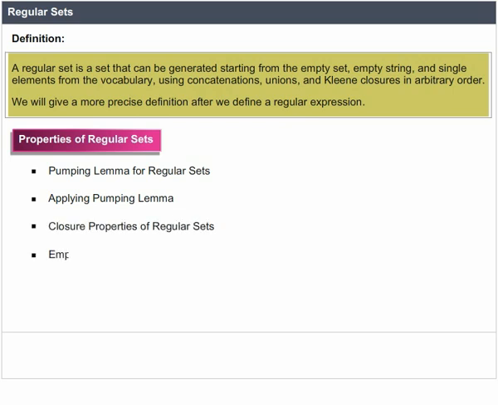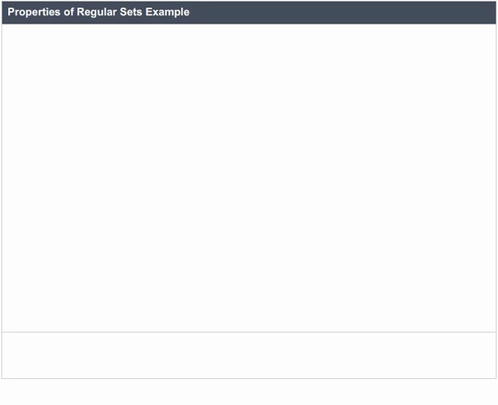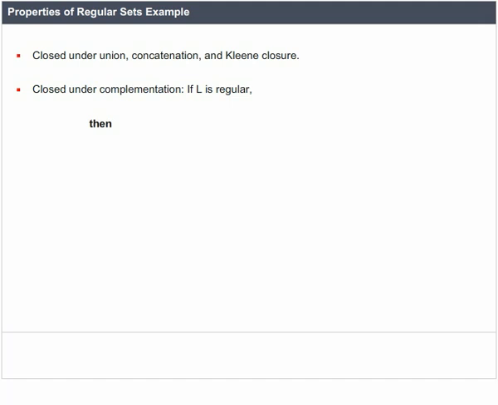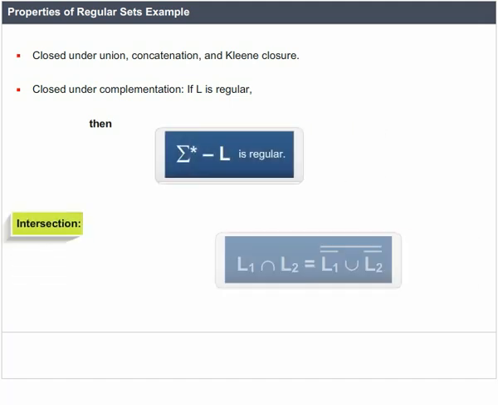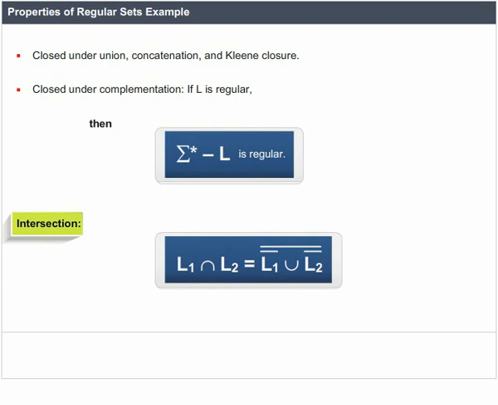emptiness of L of M, finiteness of L of M, equivalence of two FAs. Properties of regular sets. Example: closed under union, concatenation, and Kleene closure. Closed under complementation: if L is regular, then sigma star minus L is regular. Intersection: L1 intersection L2 equals the complement of (L1 bar union L2 bar).